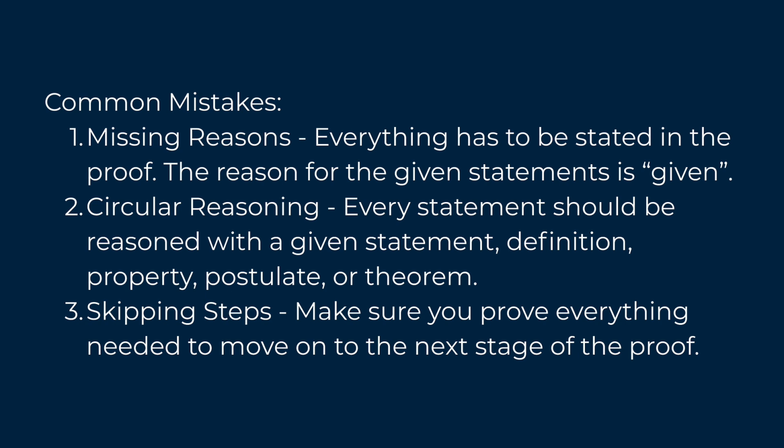The second mistake is circular reasoning. Every statement should be reasoned with a given statement, a definition, a property, a postulate, or a theorem. There's also substitution. But the key thing to note here is that every statement, every building block, every step that you need to take to reach your given conclusion must have a reason, which is a definition, postulate, or theorem.